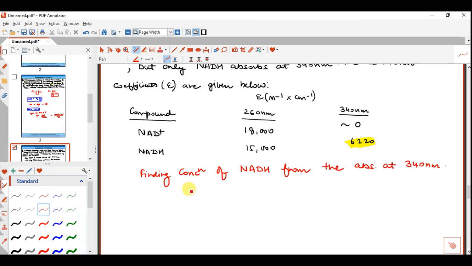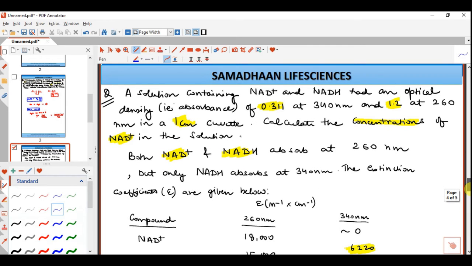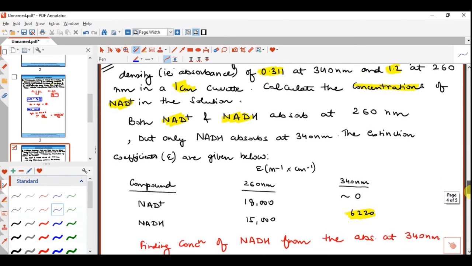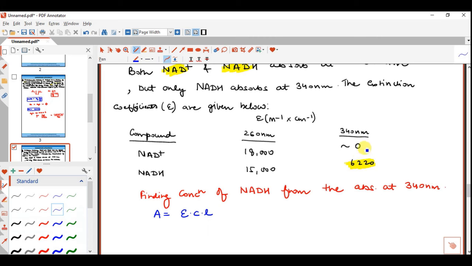So you already know the formula. Absorbance is equal to epsilon into C into L. So over here you already know the absorbance. The total absorbance of the solution has been given to you, and that would be solely because of NADH. At 340 nm, the absorbance of the solution would be solely because of NADH and not because of NAD plus, because it is not absorbing. So with this concept in mind, let us start.